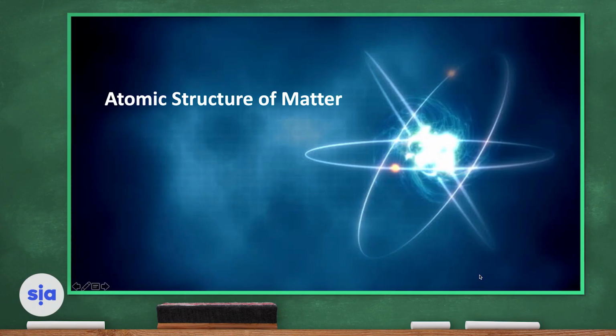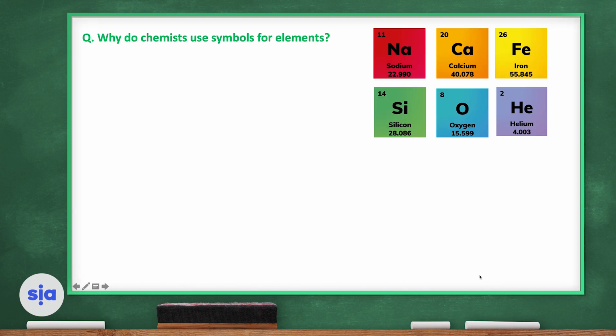Today we are going to discuss atomic structure of matter. These are symbols for some elements: sodium, calcium, iron, oxygen, helium. Why do chemists, or why do scientists, use symbols for elements? To express and study them easily.